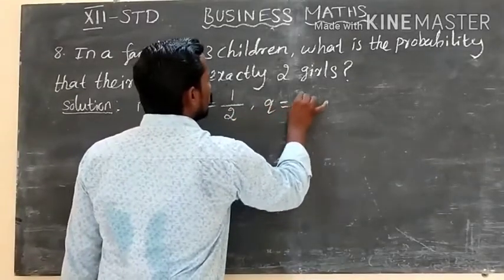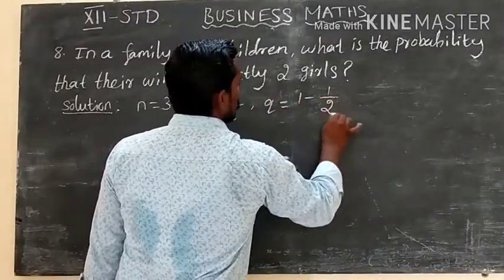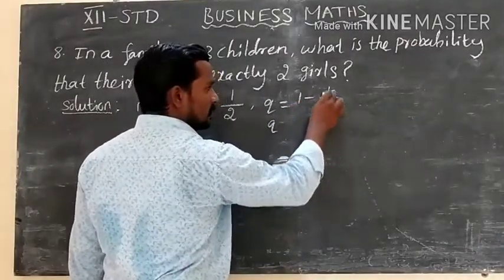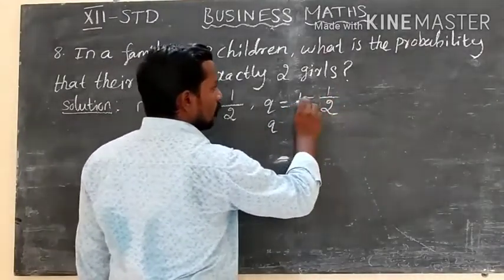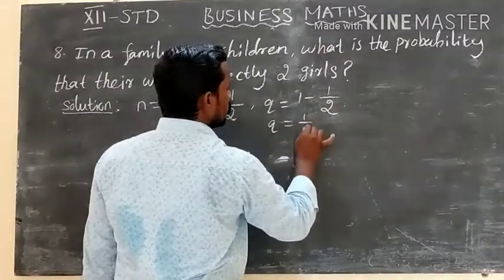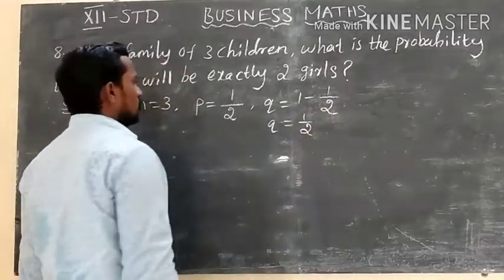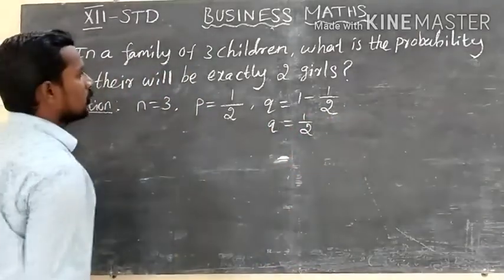So Q is equal to 1 minus 1 by 2. Q is 1 minus P. Replacing P directly with 1 by 2, 1 minus 1 by 2 means Q is equal to 1 by 2, because 1 two is 2, 2 minus 1, 1 by 2. Okay, now we have n, p, q.